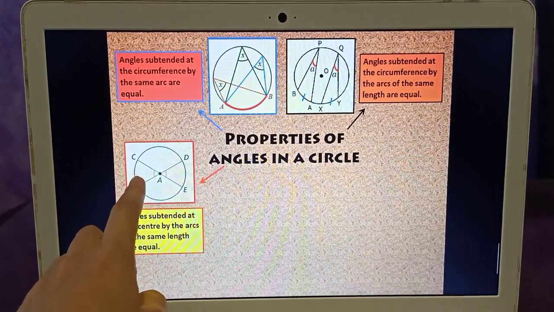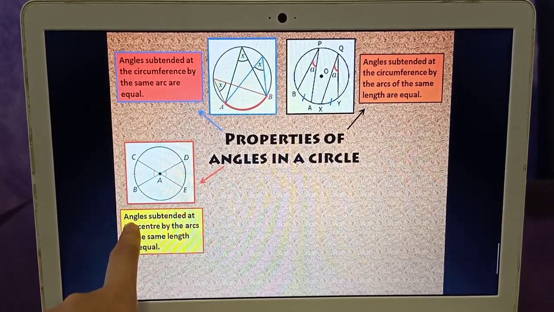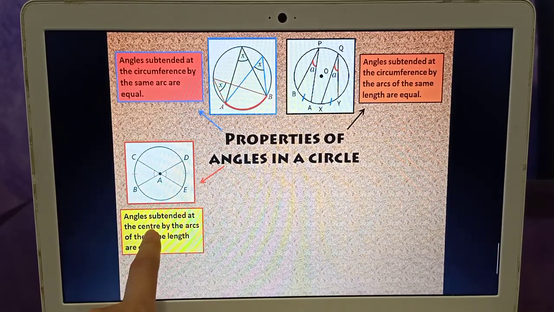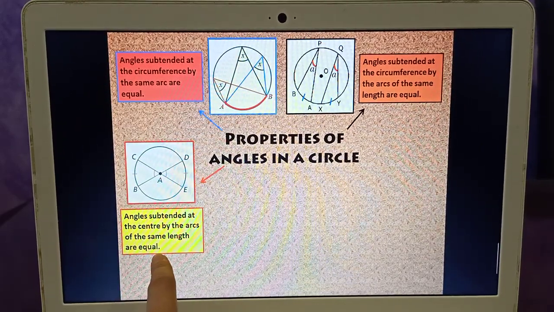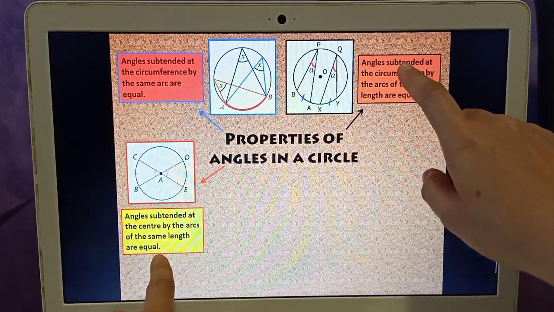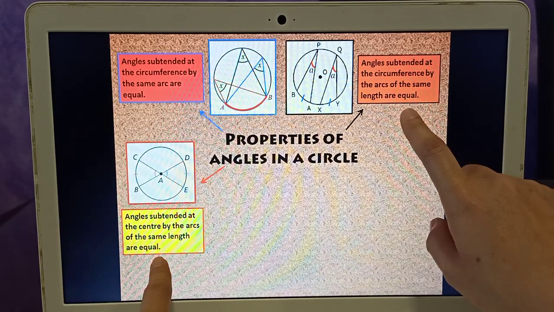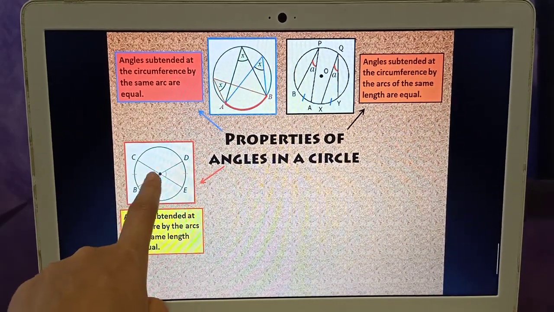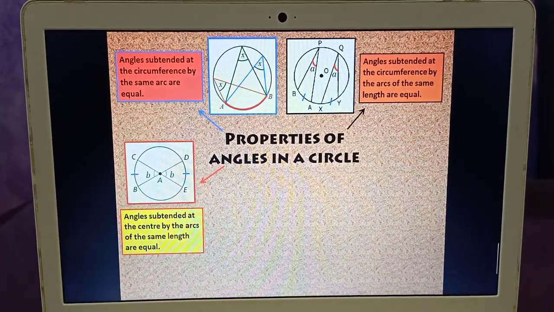So what can we say about these two angles? Here's the conclusion. Angles subtended at the center by arcs of the same length are equal. Angles subtended at the circumference by arcs of the same length are also equal. As long as their arcs are equal, then their angles are also equal. So if this is B, this is also B.